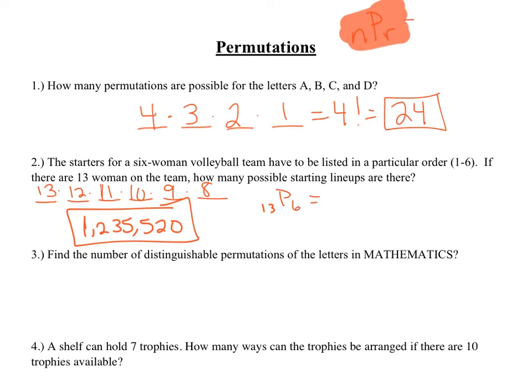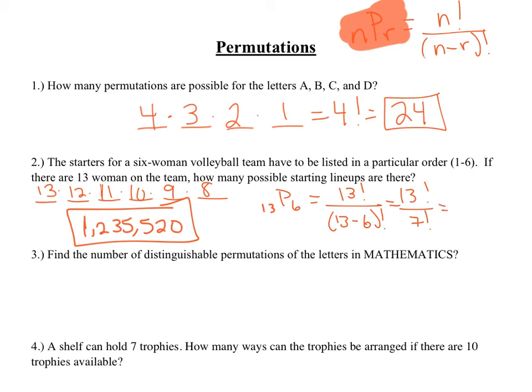So let me finish writing that formula up at the top for you. It's n factorial, so this is just from the other page, and then in the denominator, n minus r factorial. So that would be the overall formula. So I'm going to go ahead and plug my numbers into that. So that's 13 factorial divided by 13 minus 6 factorial. So you get 13 factorial divided by 7 factorial.